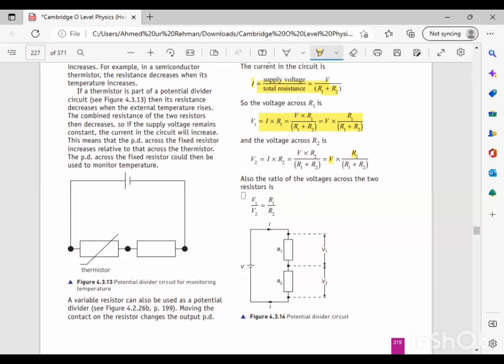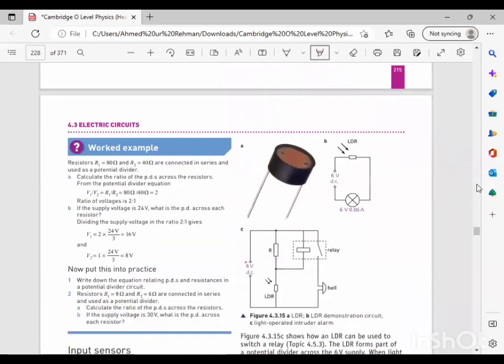So this is the thing. And also the ratio of the voltages across the two resistors is this, right? So you can also calculate it if, for example, I know three things. I know V1, I know V2, I know the voltage across this, I know the voltage across this, I know one of the resistances, and I want to know one more resistance, so I can also use this formula, right? So yes, that's it for a potential divider.